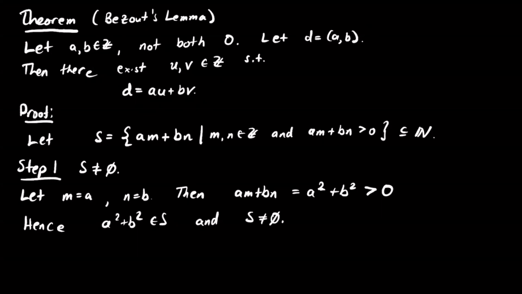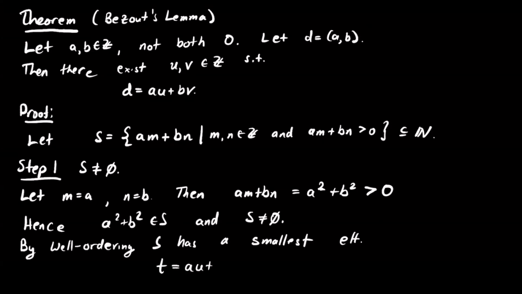So what does this allow me to do? Well, now that I know that this set is non-empty, by well ordering, I can say S has a smallest element, and I'm going to give that element a name first. Let's say T is equal to AU plus BV for some integers U and V. All right, so this is going to be the smallest element of S. This is the smallest number that occurs inside of S.